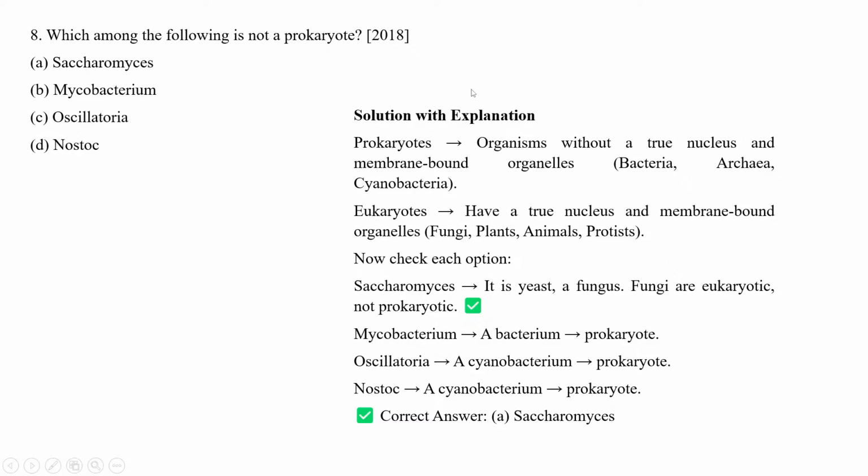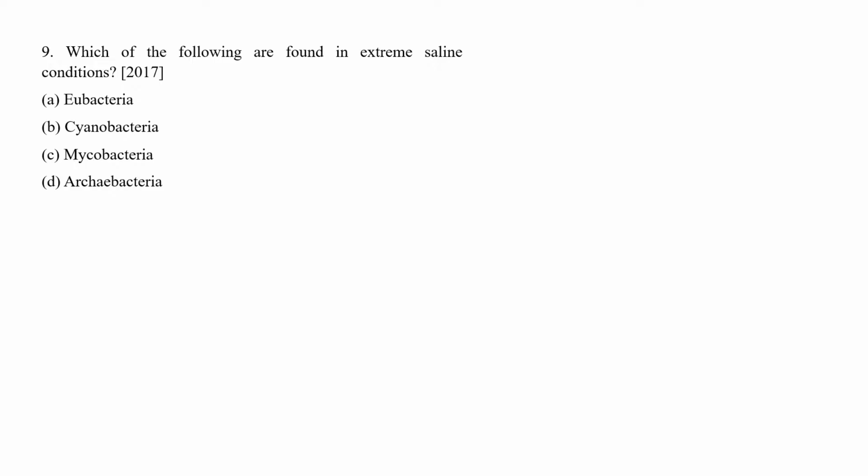Let's move to the next question. Which of the following are found in extreme saline conditions? Four options are given and you have to choose the correct answer. Option A, Eubacteria; option B, Cyanobacteria; option C, Mycobacteria; and option D, Archaebacteria. This question came in the NEET exam 2017.